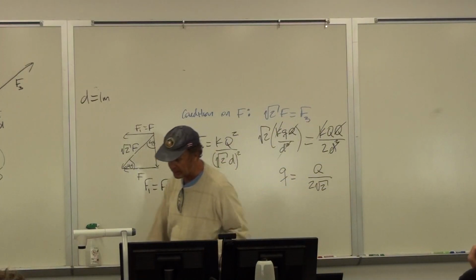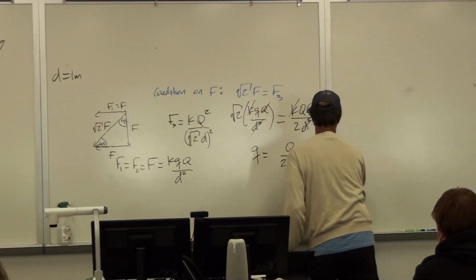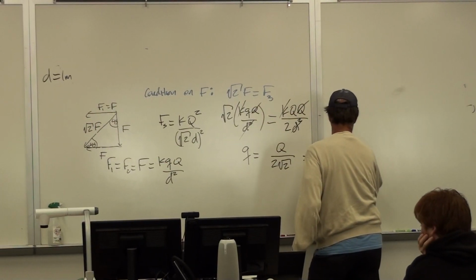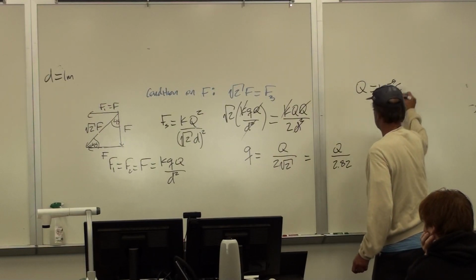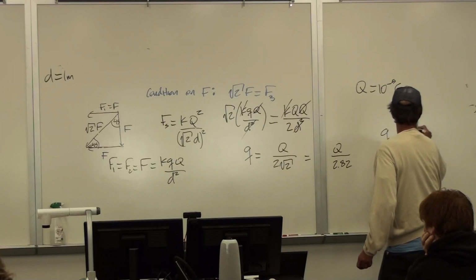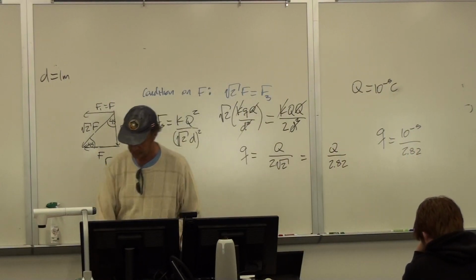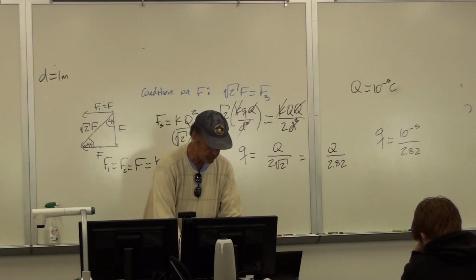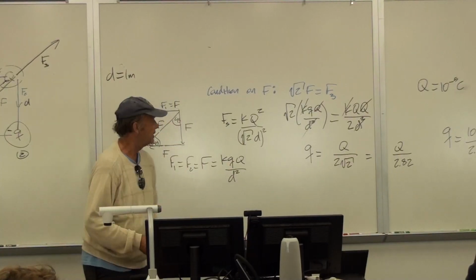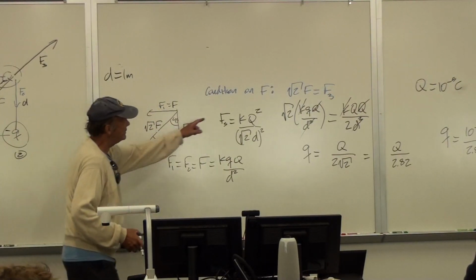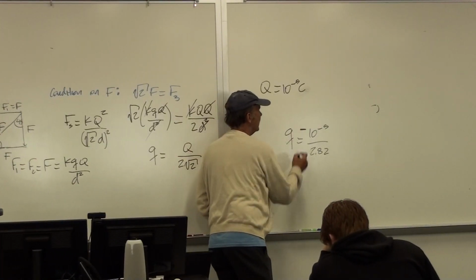I think we did that on another problem just recently. That was 2.82. This is big Q divided by 2.82. So big Q is equal to 10 to the minus 5 coulombs. Then little q is going to be 10 to the minus 5 divided by 2.82. And what have I forgotten again? That it's got to be negative. The fact that I set these magnitudes equal means that I have to use my physical intuition to realize that it has to be negative.